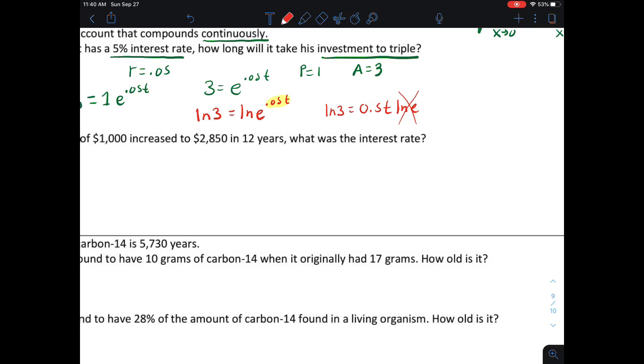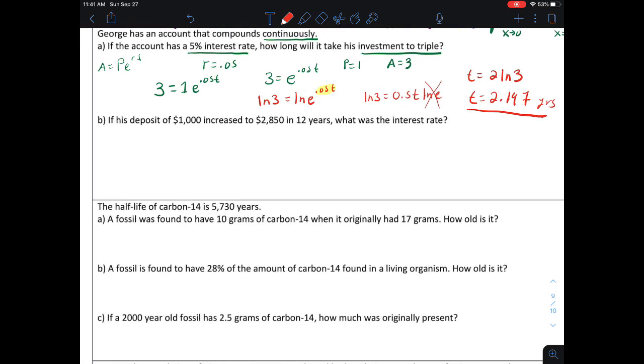So to solve for t, all I would need to do would be to divide by 0.05, which would basically be the same thing as multiplying by 20. And we would just go get that decimal value using a calculator. Now let's look at part B.